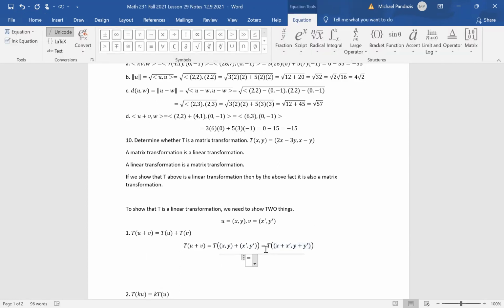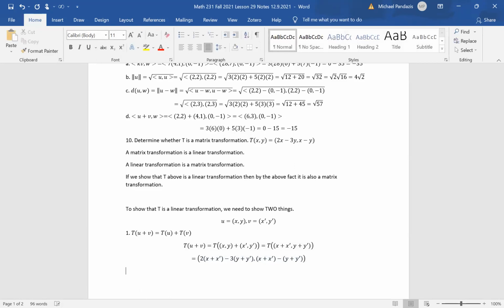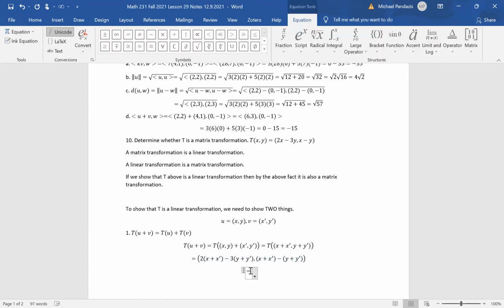And so this is equal to, well, the first component is x plus x prime. And so the formula for T tells you that this is equal to an ordered pair where it's 2 times the first component, which is x plus x prime, and then minus 3 times the second component, which is y plus y prime. And so that whole thing is the first component of the image. The second component of the image is going to be the x coordinate, which is x plus x prime, minus the y component, which is y plus y prime. So that whole thing is the image of T of u plus v.